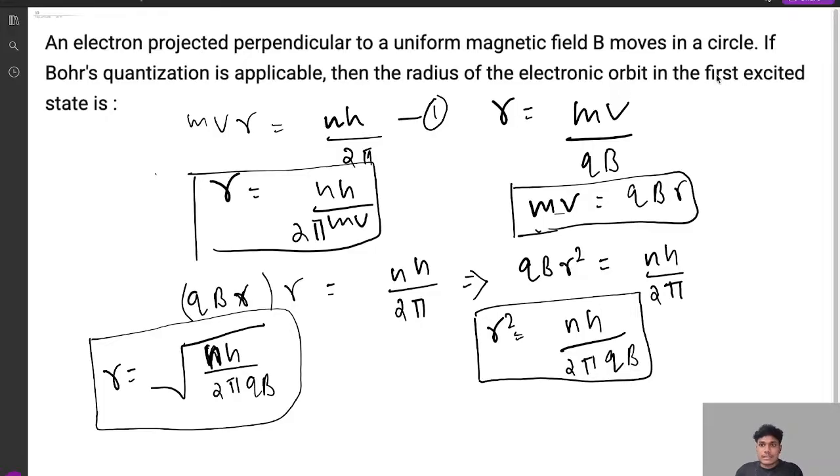And the question is asking, if Bohr's quantization is applicable, then the radius of the electronic orbit in the first excitation state. So for the first excitation state, we put the value of n in the relation and can find it. Okay, did you understand this? Now move to the next question.